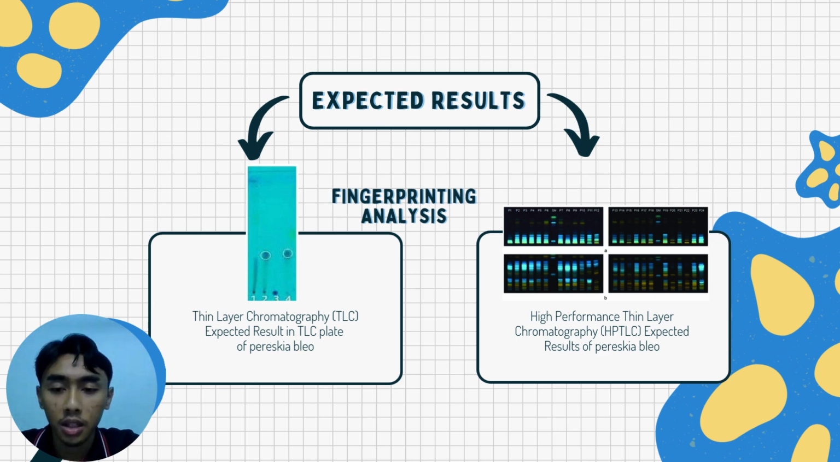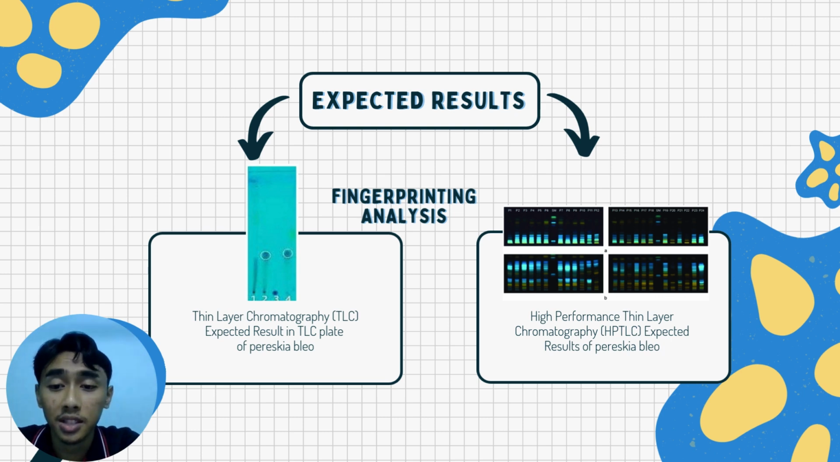Last but not least is chapter 4, which is the expected result for my research proposal. Basically, the expected result is based on fingerprinting analysis. We will get a TLC expected result and an HPTLC expected result. As you can see, on the left side is the TLC result, and the right one is the HPTLC expected result of Pereskia bleo.